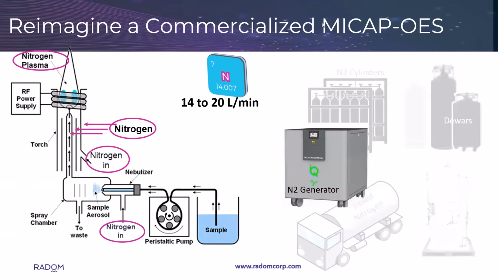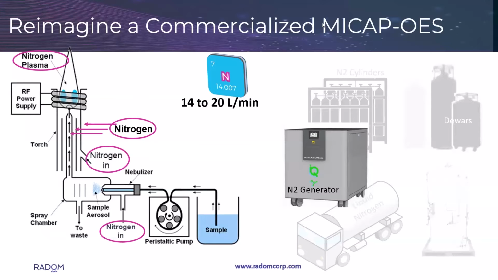Nitrogen can be generated from the air with a nitrogen generator. So now not only have we reduced the dependence on argon, we've also reduced the dependence on a supplier to deliver argon. Again, we can optimize our laboratory workflow and have no disruption in our sample analyses.